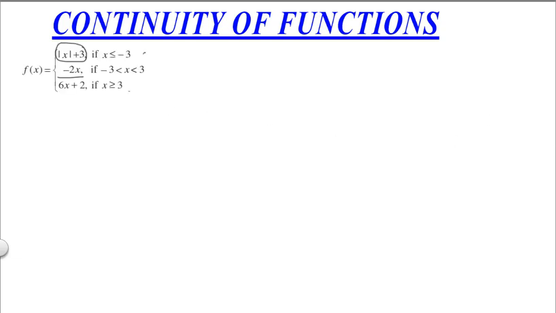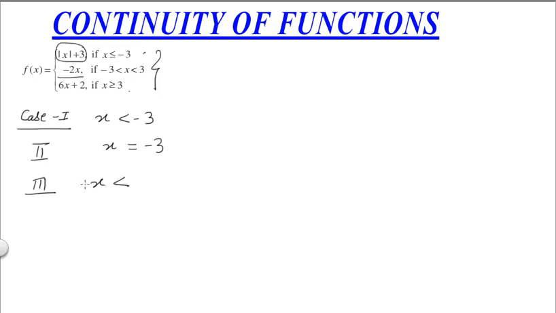Look carefully. The function is given for different values of x. The function's values are different. So here there will be 5 cases. The question will ask you to check the continuity or to tell the points of discontinuity of the function. So you have to check at x less than -3. The second case will be you will be checking at x equals -3. The third case will be you will be checking at x lies between -3 to 3. The fourth case will be x equals 3, and the fifth case will be x greater than 3. So these will be the 5 cases on which you have to check the continuity of the function.